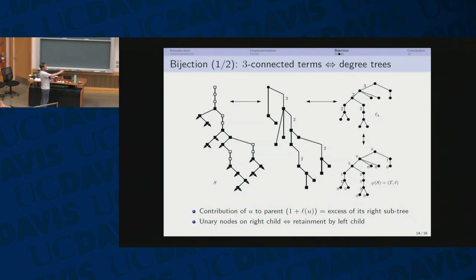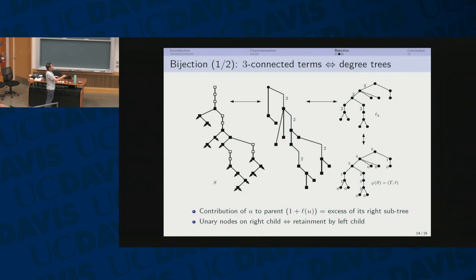So we get plane trees like this, and because we are on normal terms, the unary nodes are always on the right-hand side of binary nodes. So it means that the edge labels are always on the rightmost descendant edge for each node. We flip the tree, they're in a good position for edge labeling on degree trees. And indeed, this is a bijection.